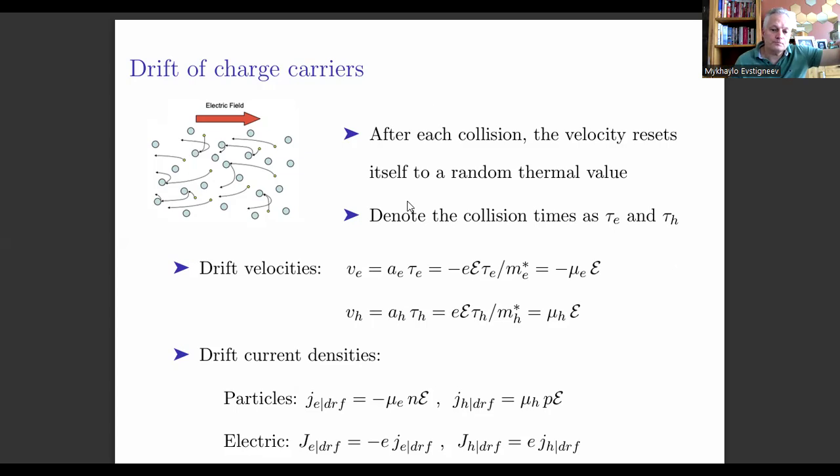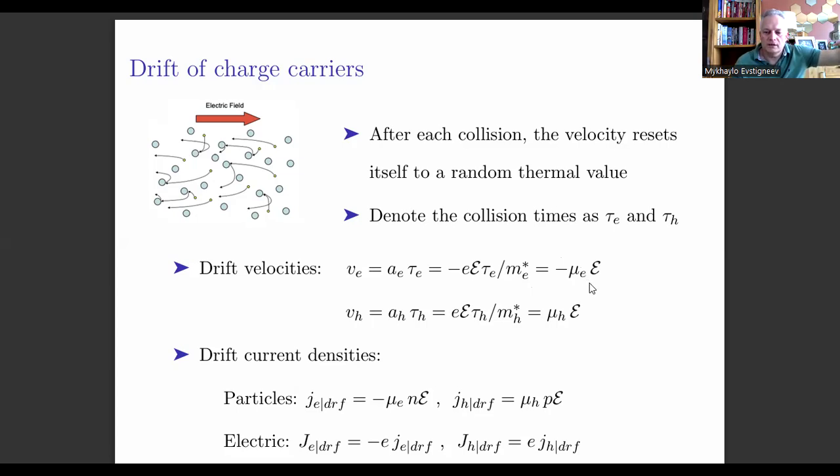Now, the average drift velocity can be estimated as the product of the acceleration of the charge carrier times the collision time. That's your average velocity. Now, if you plug in the acceleration as the force, which is the charge times electric field divided by the effective mass, then you find that the average velocity is proportional to the electric field. And the proportionality constant is called the mobility. It is denoted with the letter mu, usually.